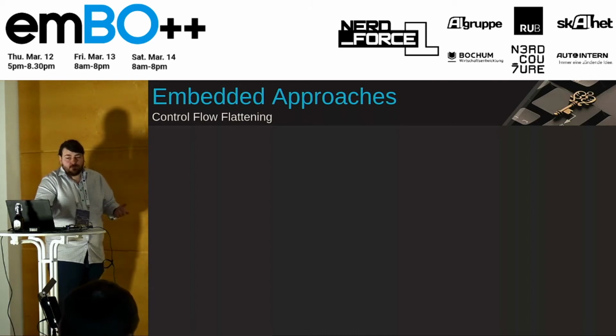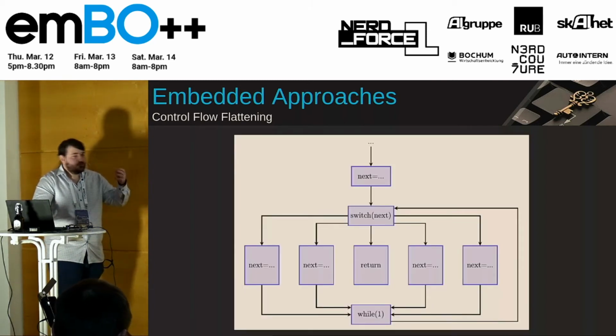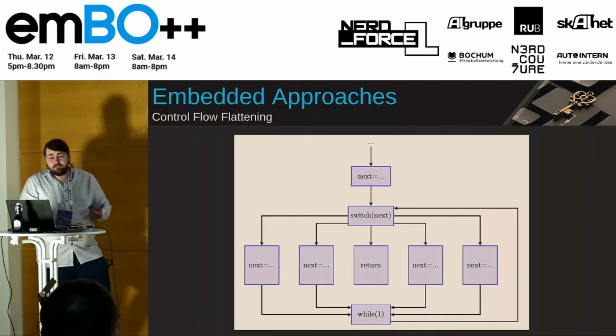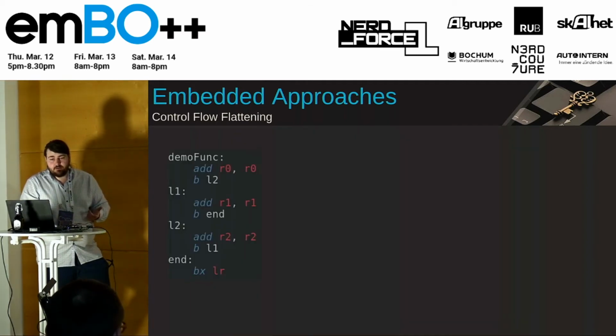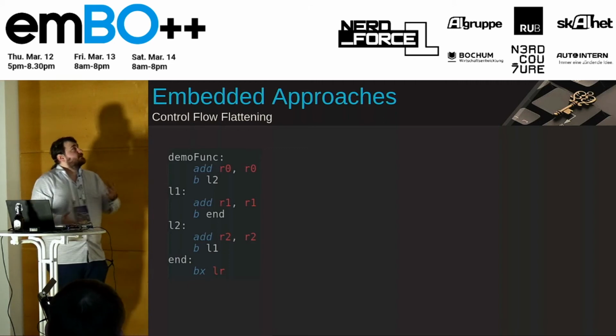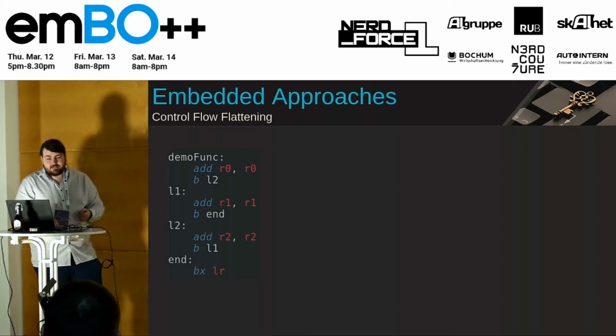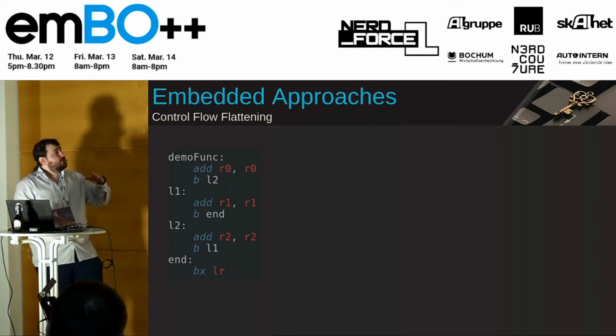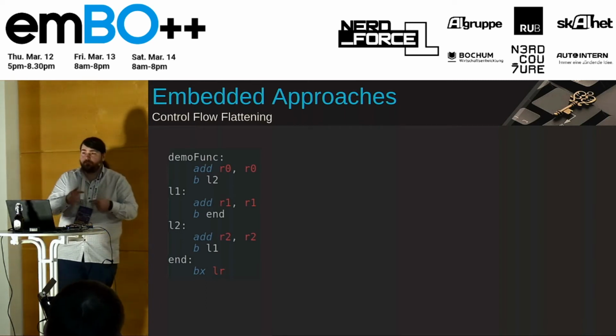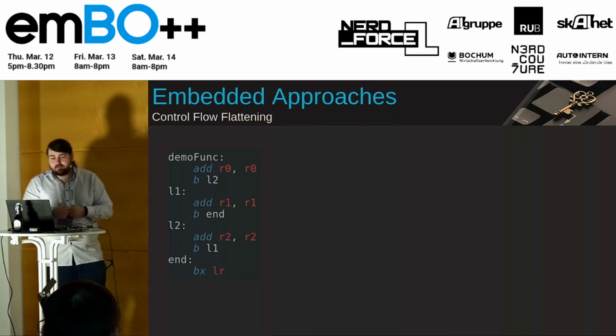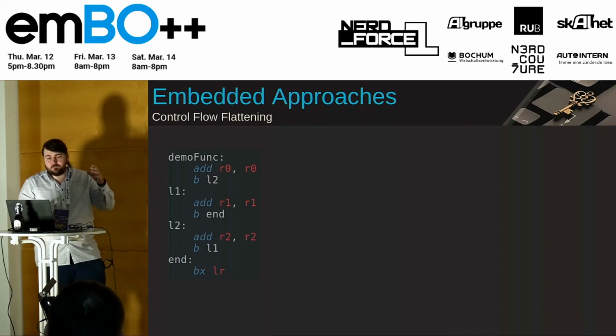So control flow flattening, if you remember, you just make everything flat. This is easily done on embedded applications. So you start with your really simple function. It just does something, just adds stuff together. But as you can see, it actually has 4 basic blocks that are linked with jumps. And this is easily disassembled with a control flow graph.